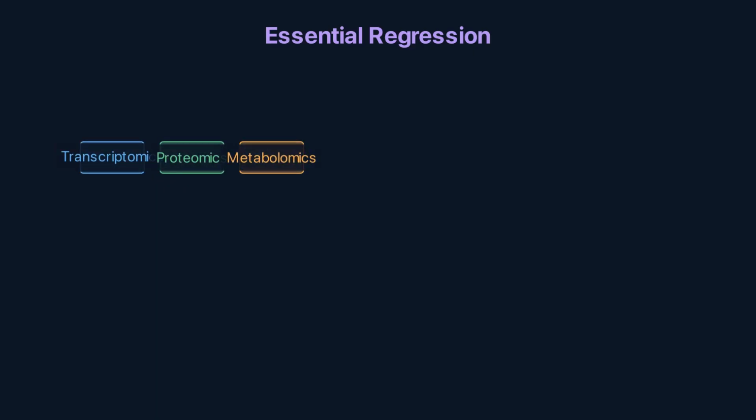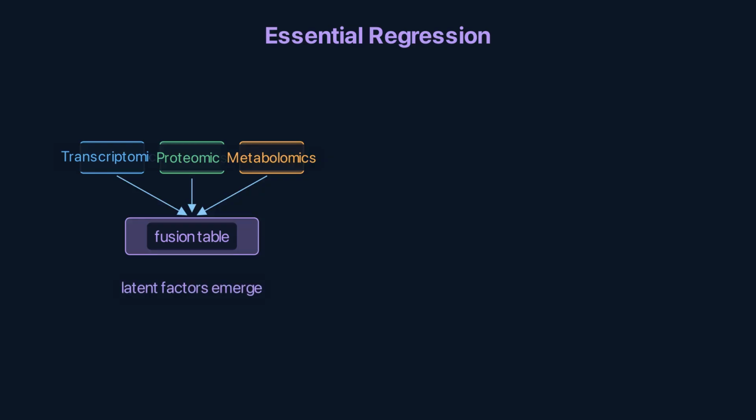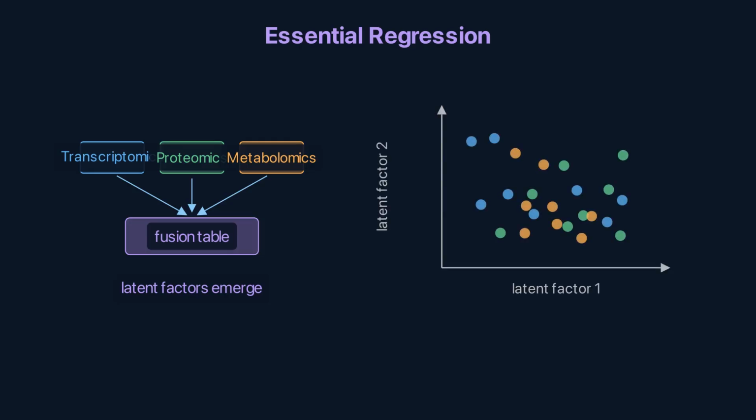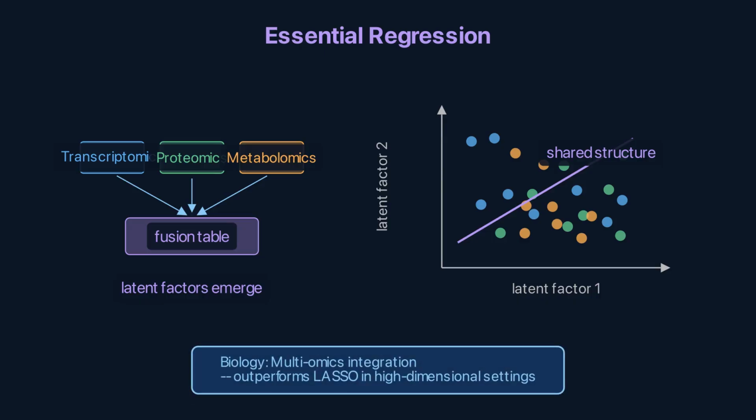Japanese, transcriptomics. Italian, proteomics. French, metabolomics. Essential regression takes dishes from all 3 and finds the hidden flavor profiles that connect them. These latent factors capture the shared biology across data types. Unlike LASSO, which picks individual ingredients, essential regression discovers the underlying structure linking multiple measurements to the same outcome. In multi-omics integration, it often outperforms single dataset methods because it exploits what the datasets have in common.